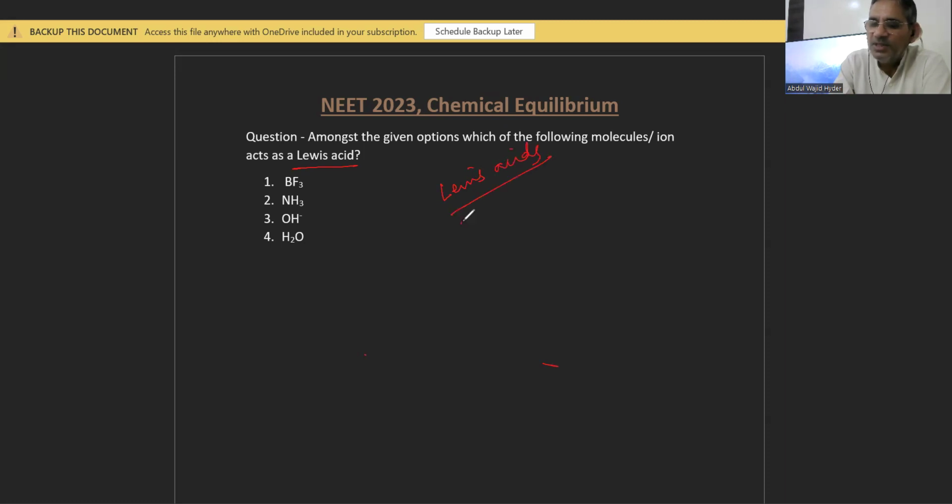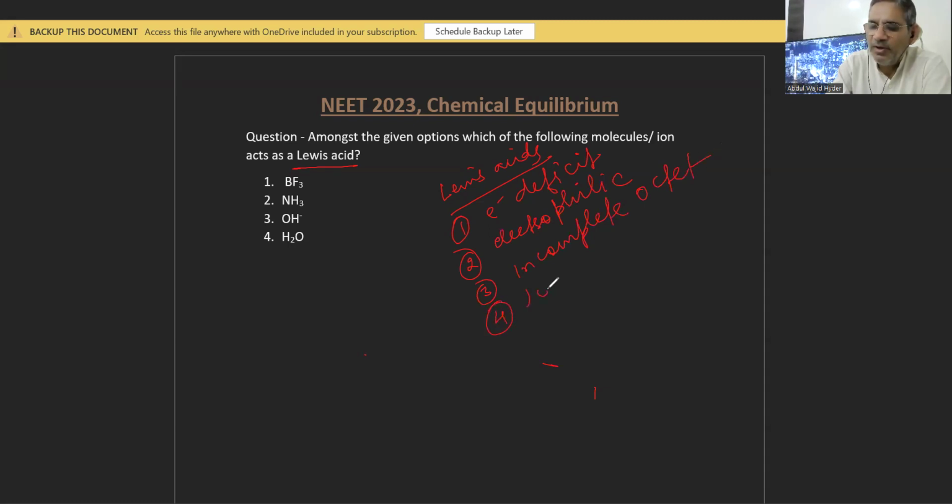Lewis acids are those species which are electron deficient. What's the meaning of electron deficient? Electron deficient, since it is so, will be electron loving in nature, or you can say electrophilic in nature, or you can say incomplete octet will be there, or in other words, lone pair of electrons will not be there. Now see, in this question, what first option they have given? They have given BF3 as first option.